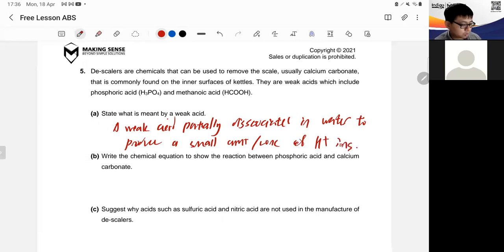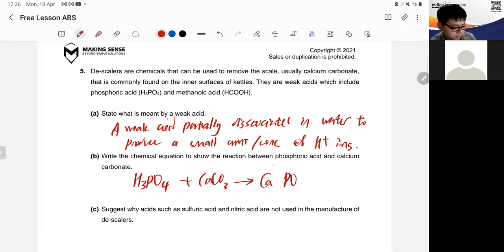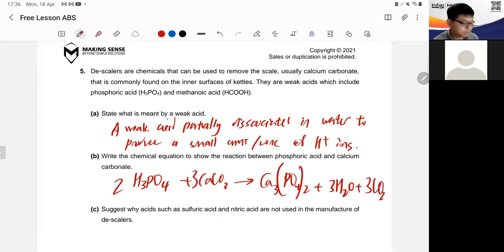We write a chemical equation to show the reaction between phosphoric acid and calcium carbonate, an acid-carbonate reaction. What do we get here? We get calcium phosphate. So we do a crisscross, and water and carbon dioxide. So I'm going to balance it a bit. Okay, so this is my answer.